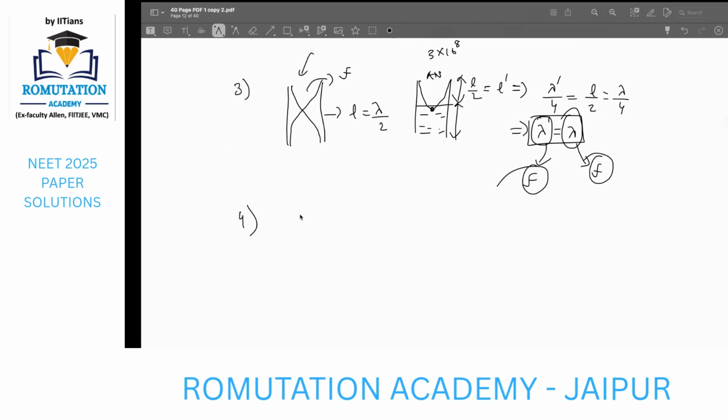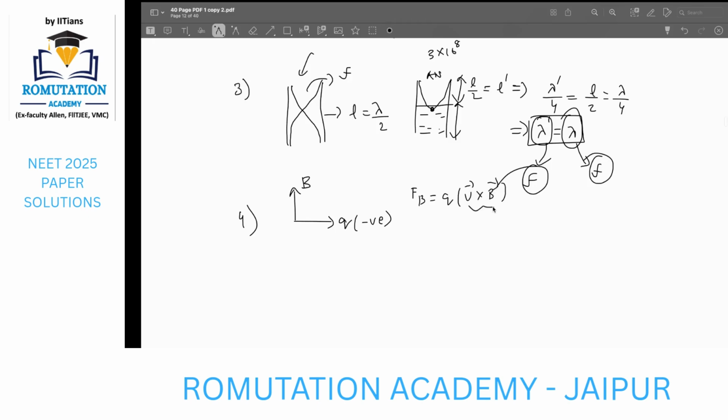So let's say the electron is traveling in some direction and let's say the magnetic field is present perpendicular to it. We know the electron has a negative charge, so the magnetic force is given by Q into V cross B, right?